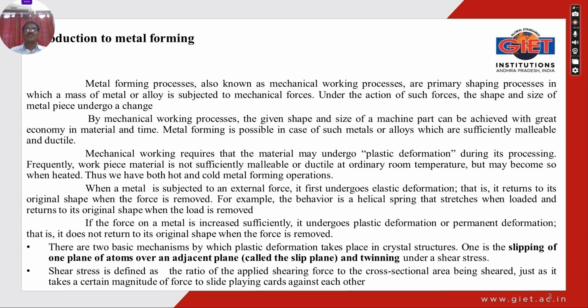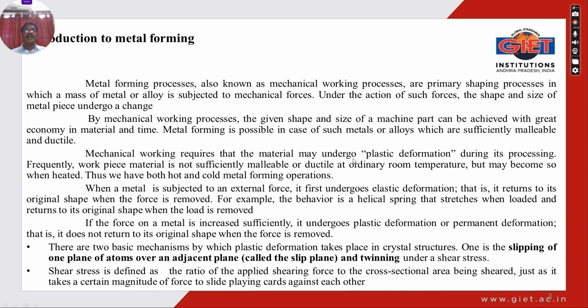Metal forming is possible in metals or alloys that are sufficiently malleable and ductile. Malleability and ductility are the two primary properties required for metal working. Ductility is the ability of a material to deform under the action of tensile forces, and if the material is able to deform under compressive forces, it is called malleable. So, the bolt can be shaped into smaller and smaller objects because of the malleable property.